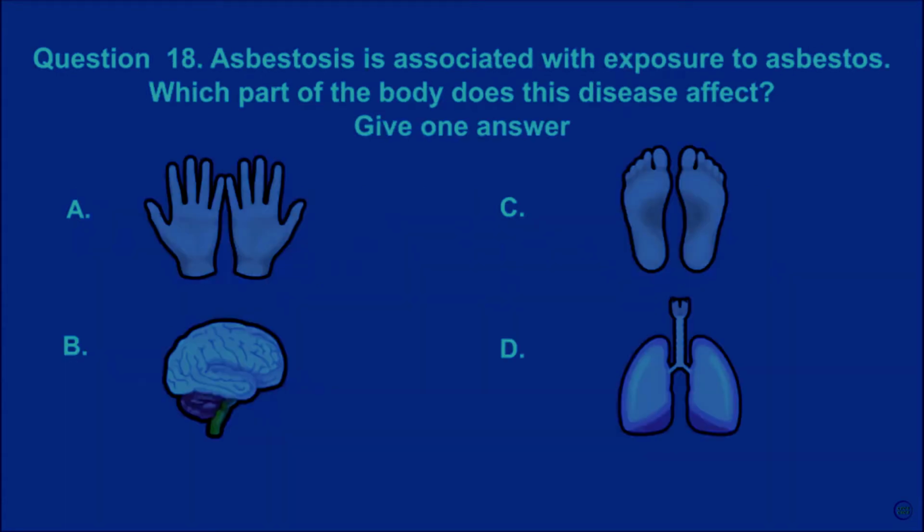Question 18. Asbestosis is associated with exposure to asbestos. Which part of the body does this disease affect? Give one answer. A. B. C. D. The correct answer is D.